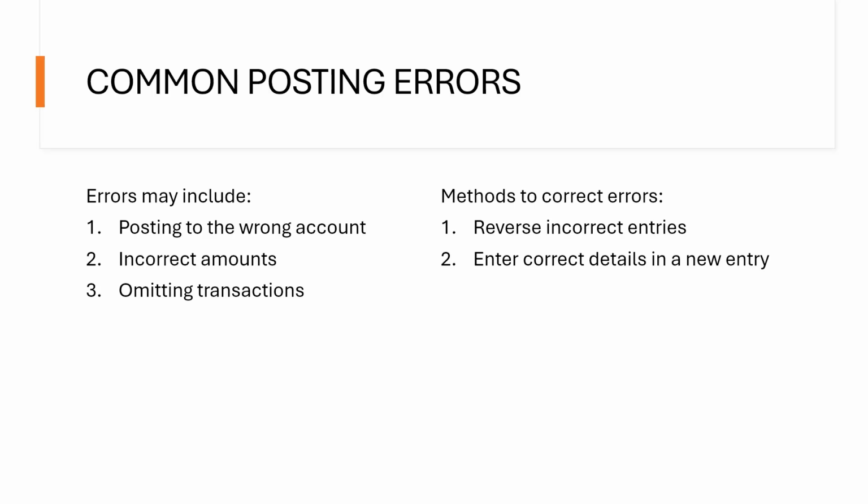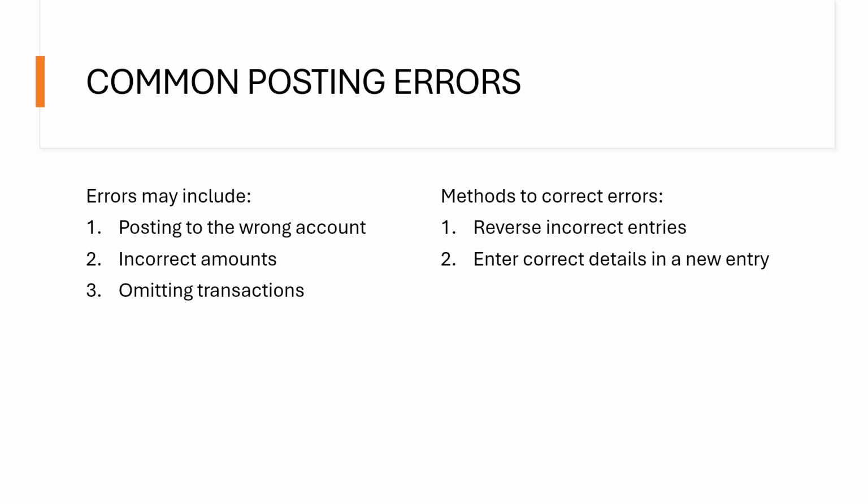Common posting errors are to be highlighted here, which we mentioned earlier. These include posting to the wrong account. This happens when a transaction is recorded under an incorrect ledger account. For example, recording office rent under utility instead of rent expense.